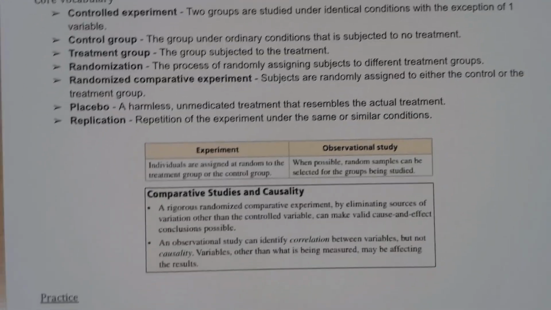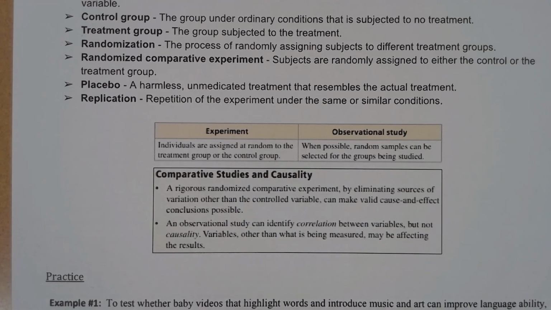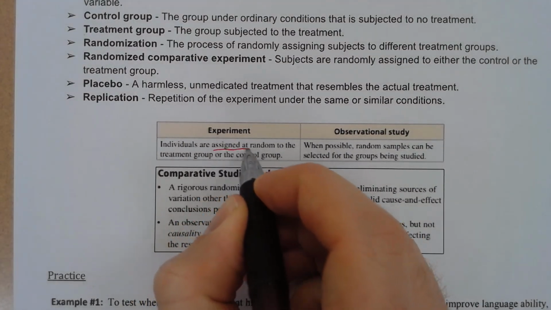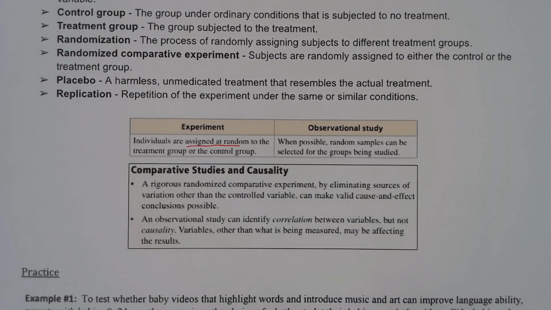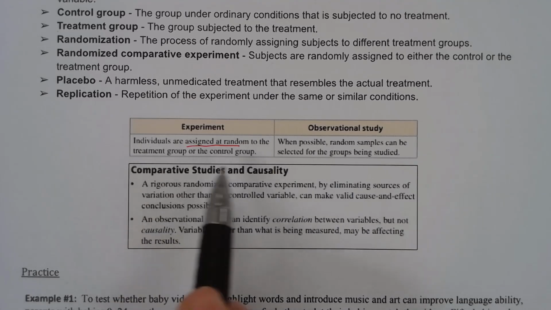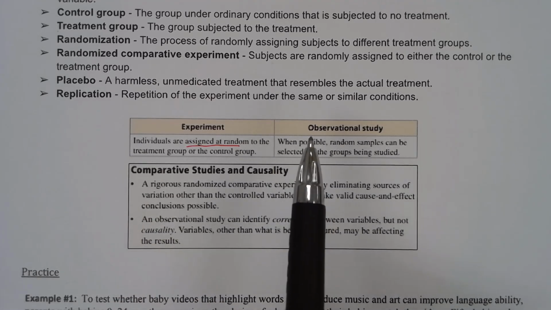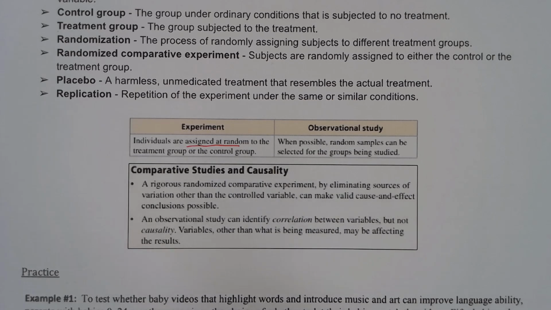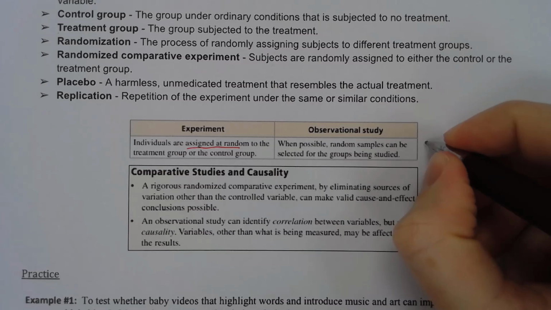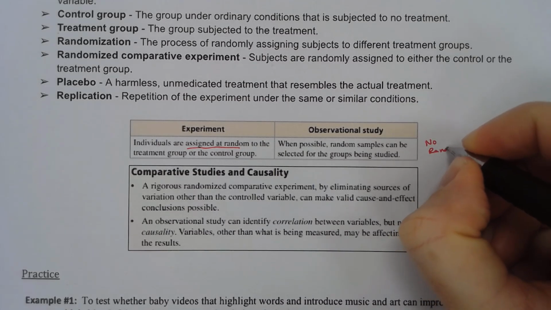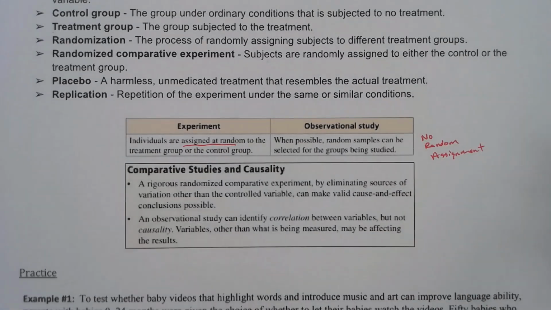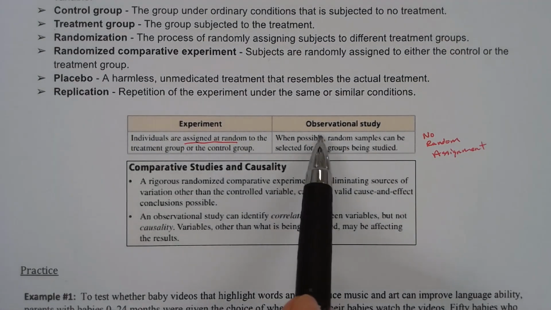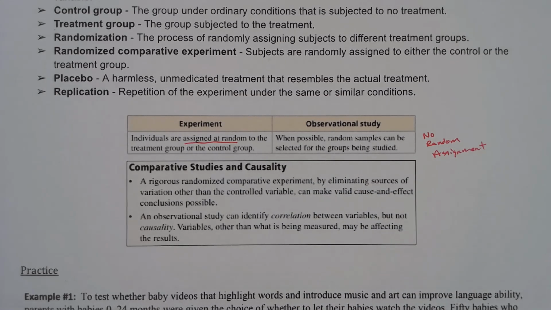Now we mentioned an observational study up top. An experiment is when subjects are assigned at random to two groups. That's the key part of an experiment: we have one group, usually volunteers, and we randomly assign them to either the treatment group or the control group. An observational study is when random samples can be selected and groups are being studied, but the key thing there, and I'll put a little note, is that there is no random assignment. People are not randomly put into groups in an observational study. So that is the key thing there.